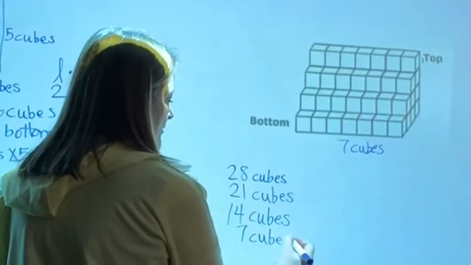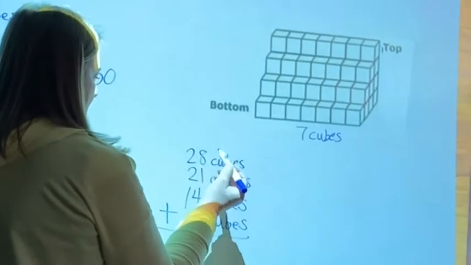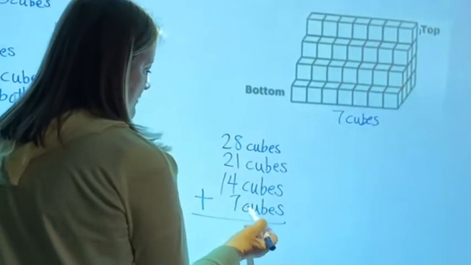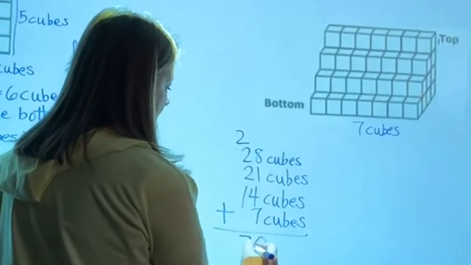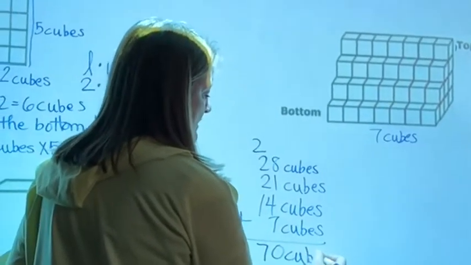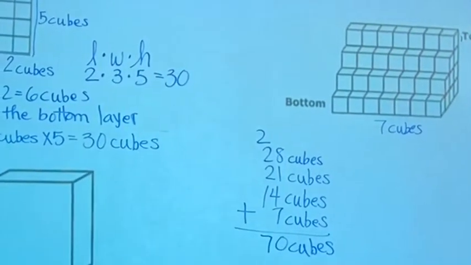Now when we want to know how many cubes there are altogether, we can add the layers. 28 plus 21 is 49, plus 14 is 63, plus 7 more is 70. So that has a total of 70 cubes in that figure.